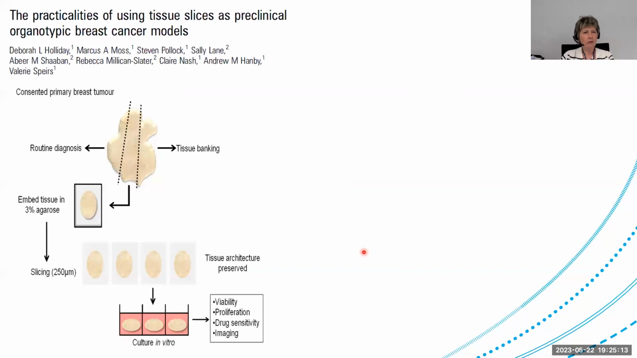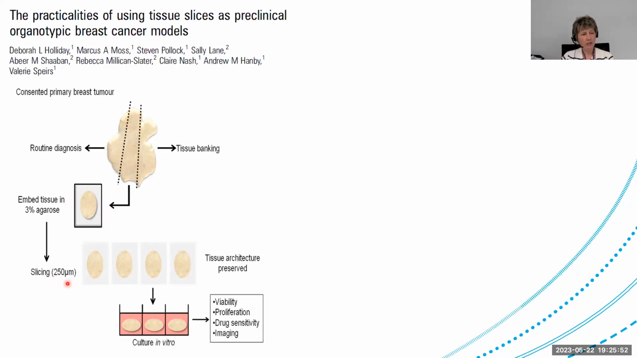So a few years ago now, we were interested in looking to see how practical using tissue slice models could be. And this was a paper that we published. We took a primary breast tumour. We had the consent of the patient to use it in research. A portion of it went off for routine diagnosis, a portion of it went off for tissue banking, and what was left over was embedded in a substrate, and we used 3% agarose.